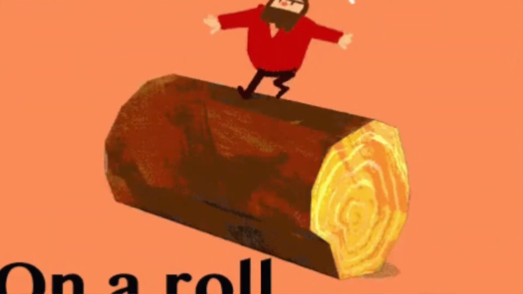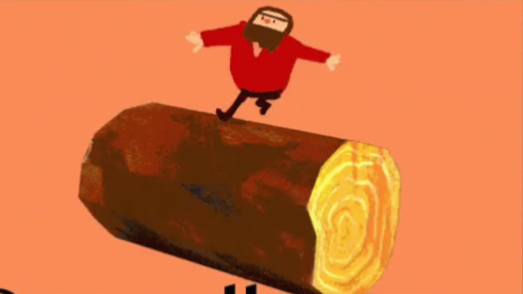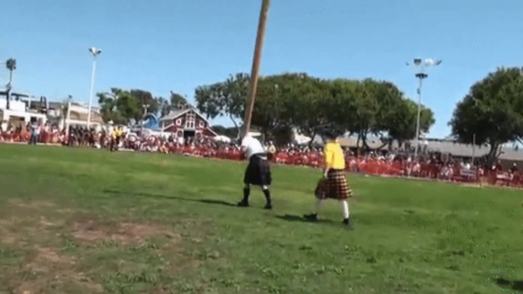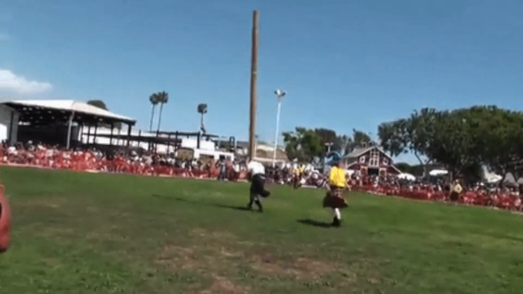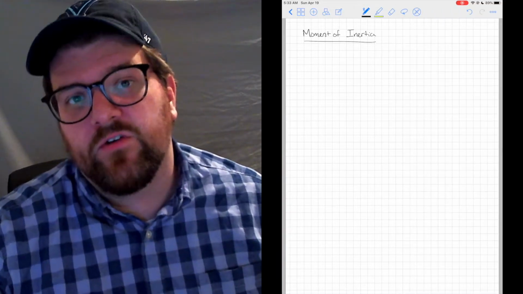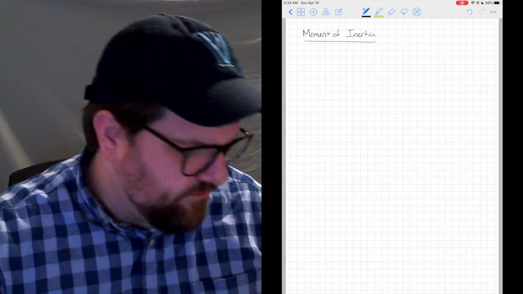The image I like to have in my head is a log. Think about a tree trunk, some wood log. If I try to rotate that log, to spin that log just by rolling it along its long axis, that's a lot easier than trying to take one end of the log and flip it end over end. And that has to do with the pivot point. What axis are we pivoting around? What axis are we rotating around?